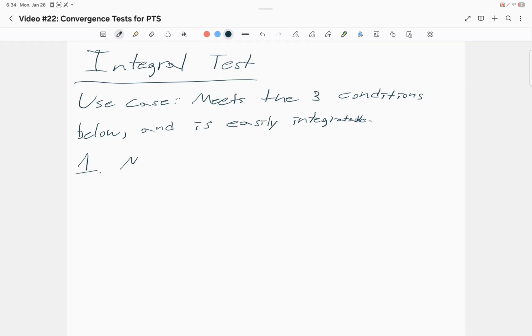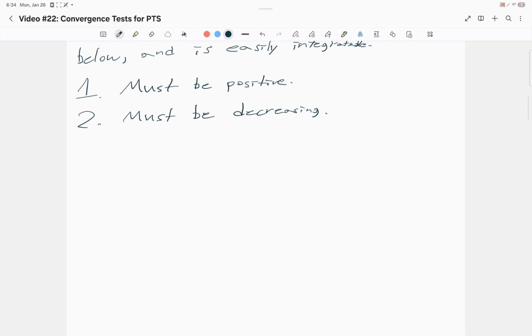Condition 1: must be positive. So the series must be a positive series. So there must be no negative terms. And that leads us to the next one, must be decreasing. It cannot be increasing for this to work. You'll see decreasing for all n that we're working with. And finally, must be continuous.